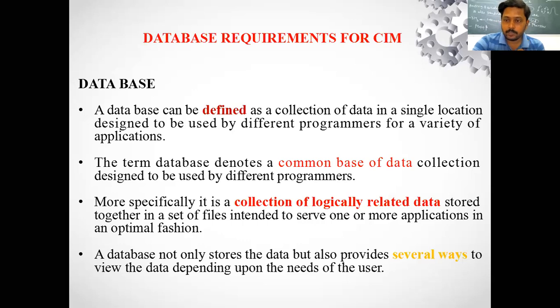Since we have discussed the objectives and benefits of CIM, in that I explained information management. That is nothing but transferring the data whenever required, in whichever format it is required. Like that you have to consider the data. Now let us discuss the database: what exactly a database means and which type of data is required for CIM.